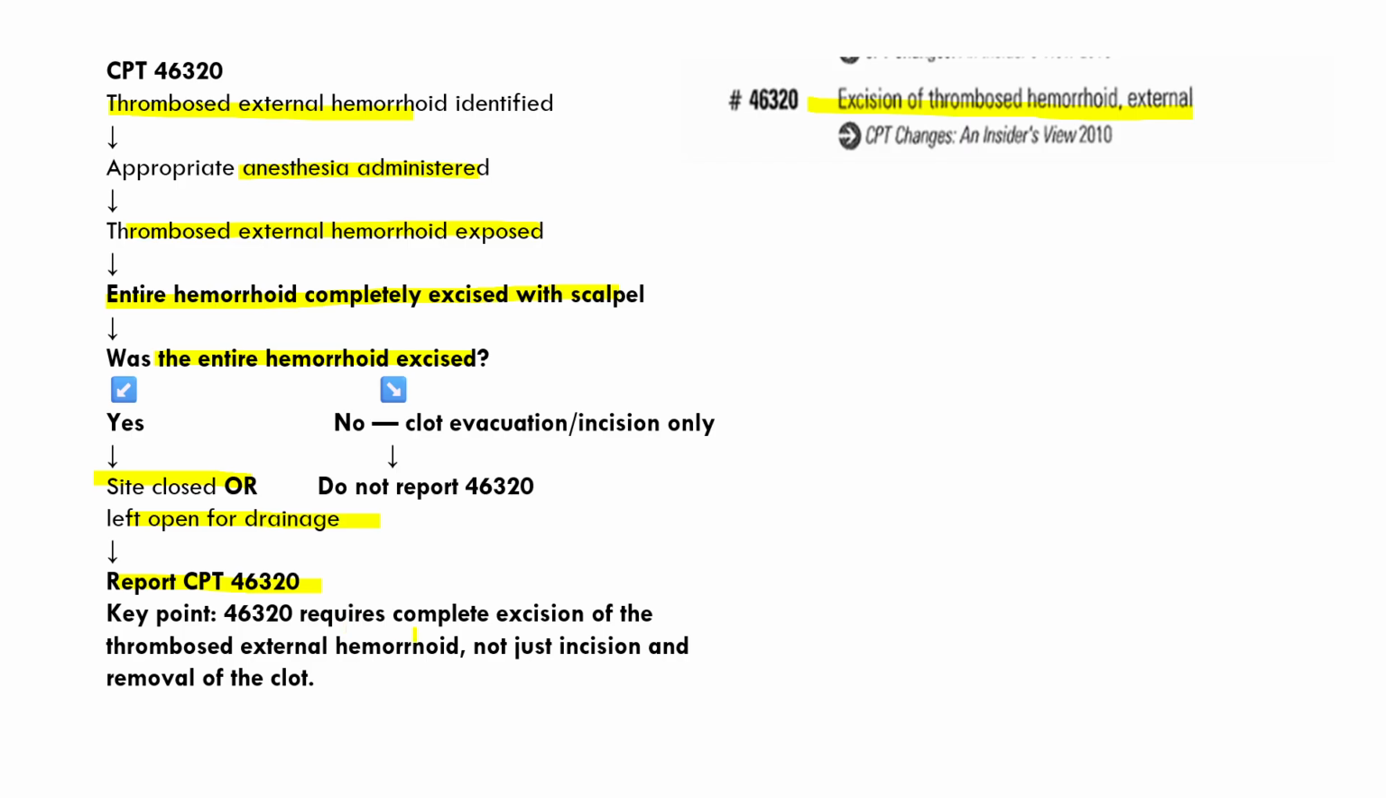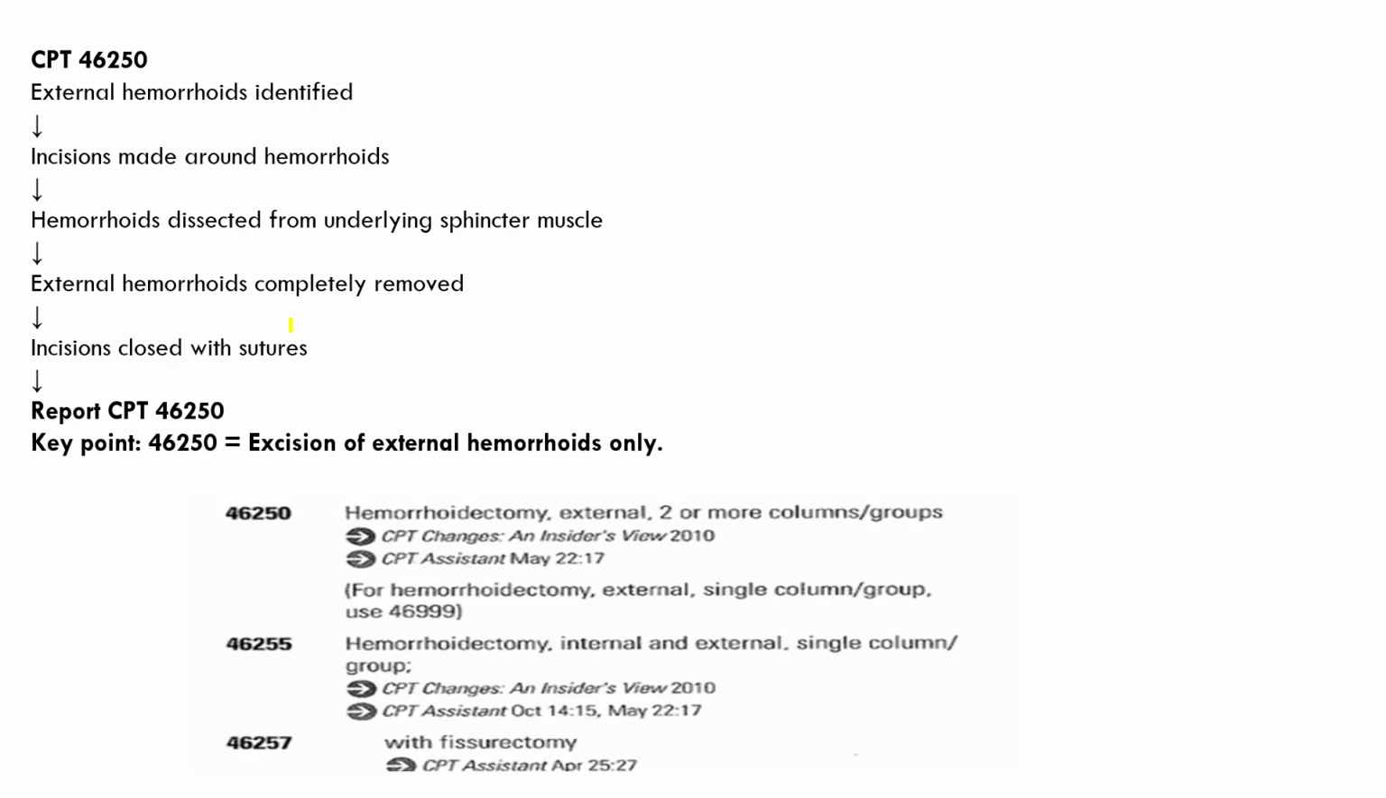Okay, complete excision of the thrombosed external hemorrhoid, not just incision and removal of the clot. So you can report 46320 for the thrombosed external hemorrhoid complete evacuation. Okay, next we have CPT code 46250. So what is 46250? 46250 is hemorrhoidectomy, where he is removing the hemorrhoids, but for the external.